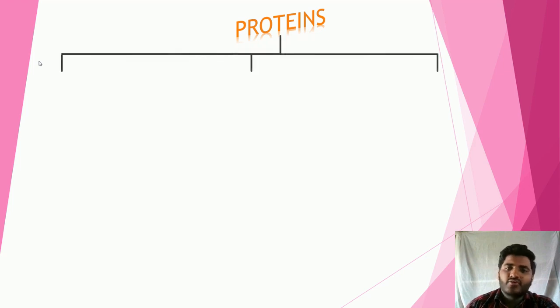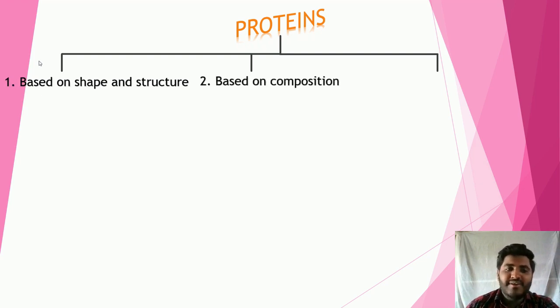You know already what proteins are. Proteins are organic molecules containing nitrogen and formed by polymerization of alpha amino acids, right? I have already discussed it in the previous class. So for protein classification, proteins can be classified based on three different categories. First is based on shape and structure, second is based on composition, third is based on function. Now we will study each one by one.